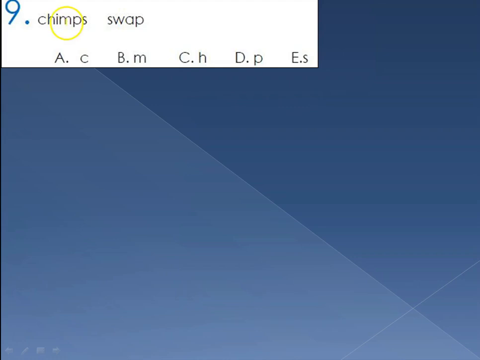If you took away the M, you would have chips. And then where would it make sense putting the M anywhere here? Swamp. Swamp could fit in here. So that's another way of doing it.